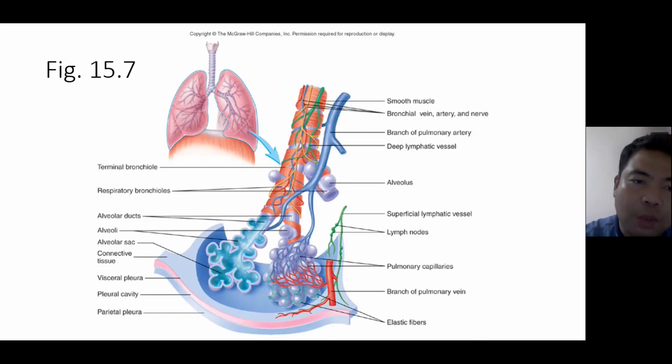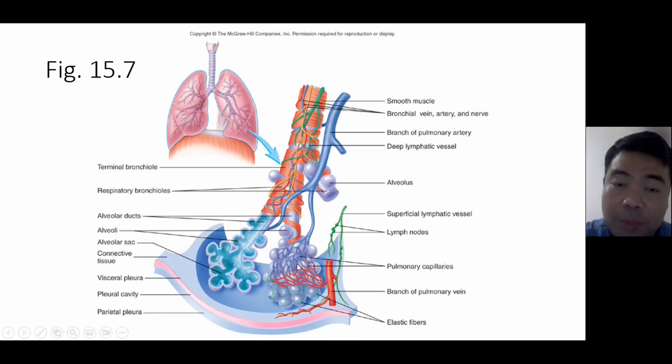Now, what is the difference between the terminal bronchiole and respiratory bronchioles? Ano pagkakaiba? Okay. The difference is that at the level of the respiratory bronchioles, hanggang sa baba, there is already gas exchange taking place. Meaning the air that is present at this level, sa level ng respiratory bronchiole, down to the alveolus, all of it already participates in the gas exchange in our pulmonary capillaries.